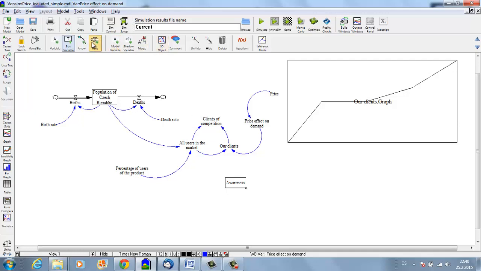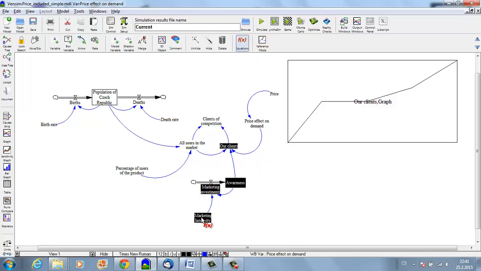Okay, and we need to build it somehow. So actually the input into awareness will be marketing investments. Okay. And actually, marketing investments are also affected by something. So we can call it marketing intensity. So I'll create another variable called marketing intensity. So now we are basically all set. And we will create these arrows showing that awareness will affect the number of our clients. Marketing intensity will affect marketing investments. And awareness will be affected by marketing investments.